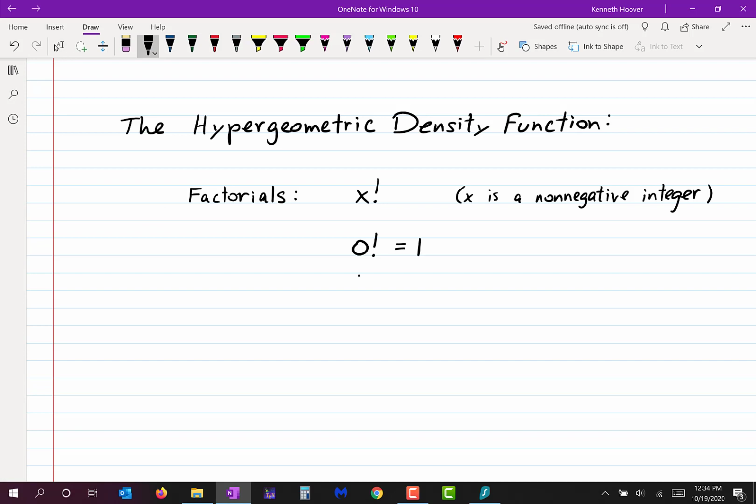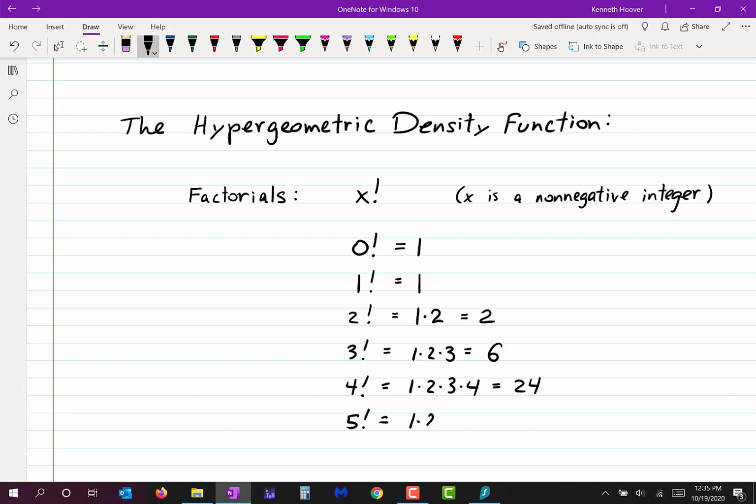So what that means is this: 1 factorial also equals 1, just like 0 factorial does. 2 factorial equals 1 times 2. Some people write 2 times 1. That's fine. It doesn't matter what order we write them. But the point is that it equals 2. 3 factorial equals 1 times 2 times 3, which is 6. 4 factorial equals 1 times 2 times 3 times 4, which is 24. 5 factorial is 1 times 2 times 3 times 4 times 5, which is 120. Okay, and so on and so on.